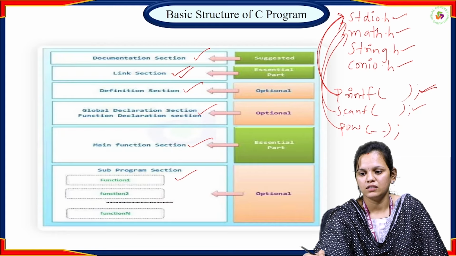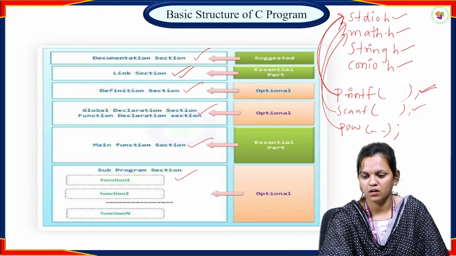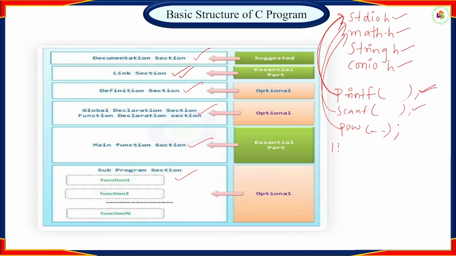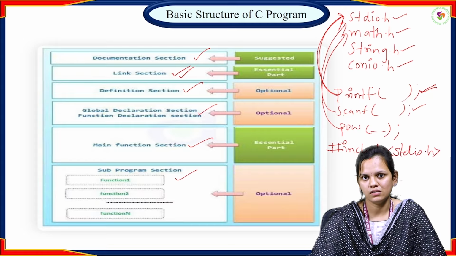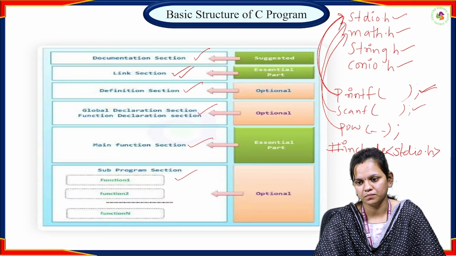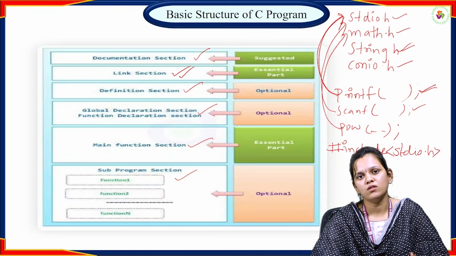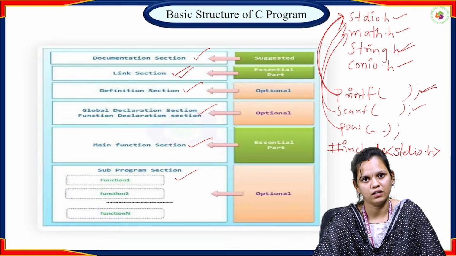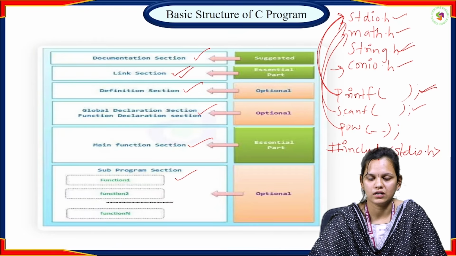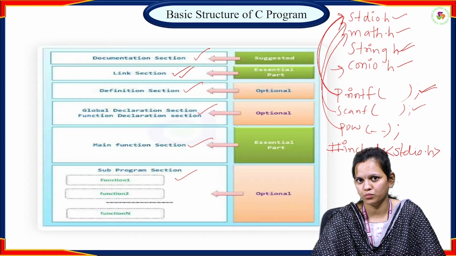This is the syntax to write the preprocessor section or a header file: you have to use hash include, then the angular brace, stdio.h, angular brace. This is the syntax to write the header file. Similarly, we have string.h. All the string functions are stored in this header file. And next, conio.h. This is the console input output header file.